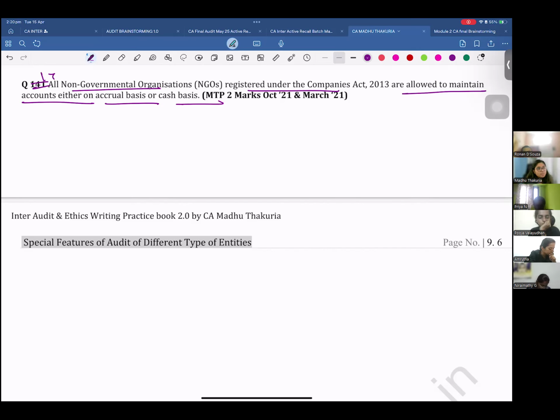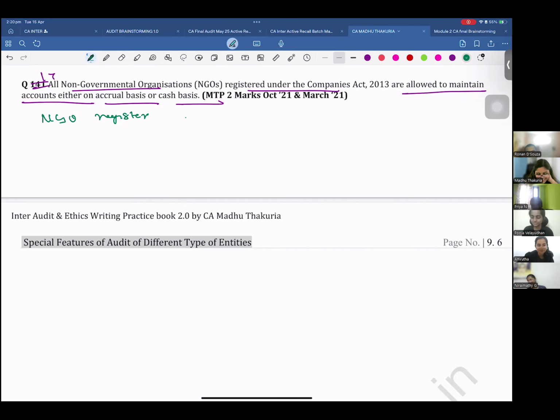Can you please dictate this point? Who has it from the ICAI material? Can you tell me the exact language in which they have written this, please? Pooja? NGOs registered under the Companies Act 2013 must maintain their books of accounts under the accrual basis as required by the provisions of Section 128 of the said Act. Slow, please. I'm writing now, Pooja.